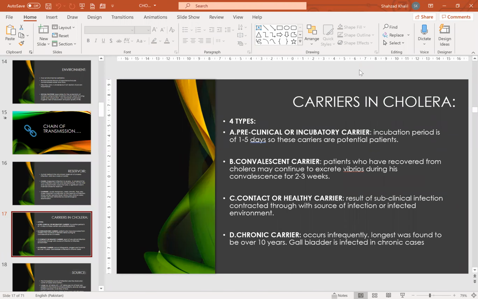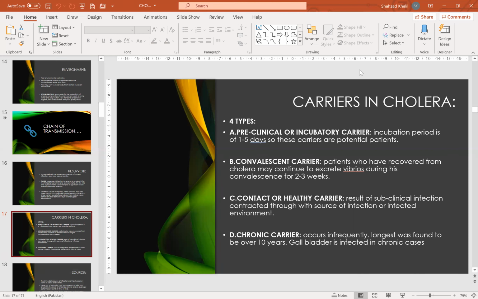Carriers in cholera are of four types. Number one is preclinical or incubatory carriers. Incubation period is of 1 to 5 days, so these carriers are potential patients. Then the convalescent carriers: patients who have recovered from cholera may continue to excrete vibrios during convalescence for 2 to 3 weeks.